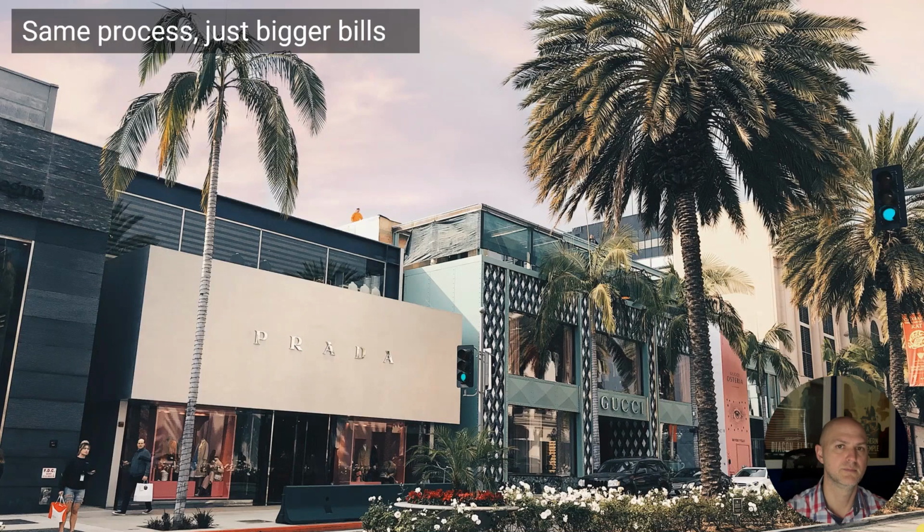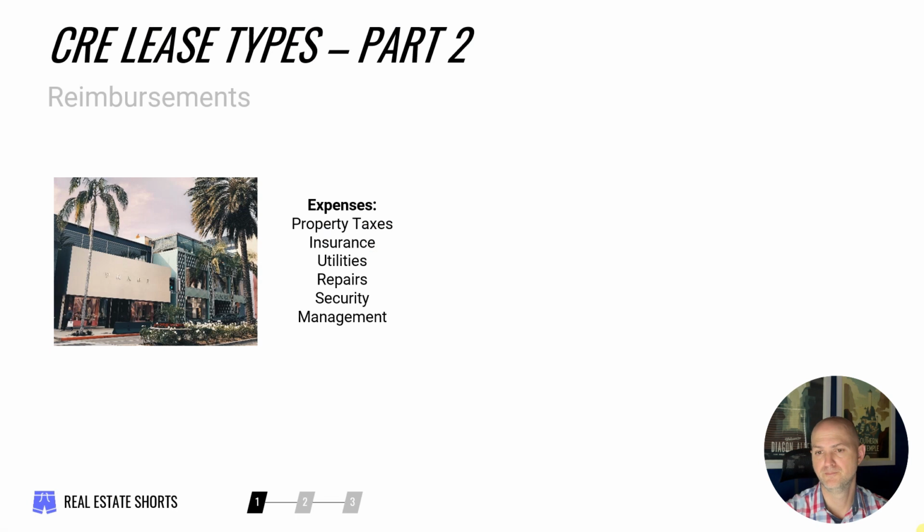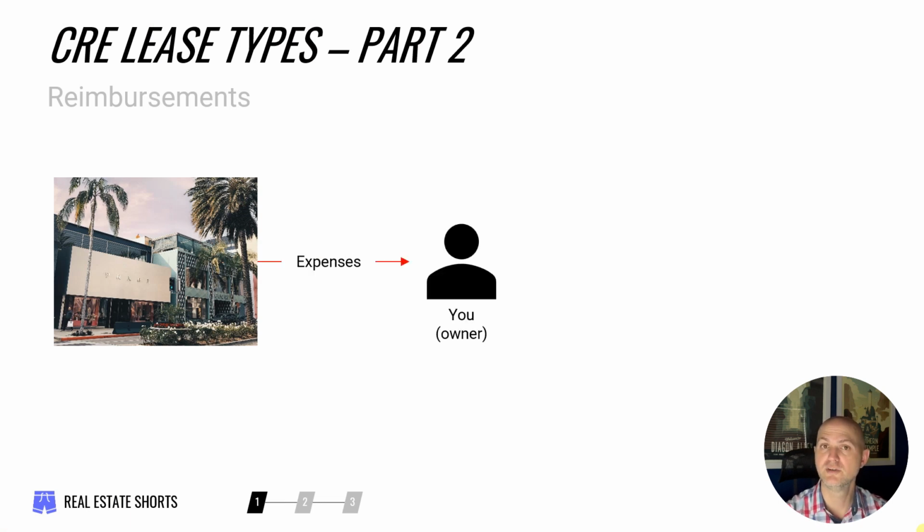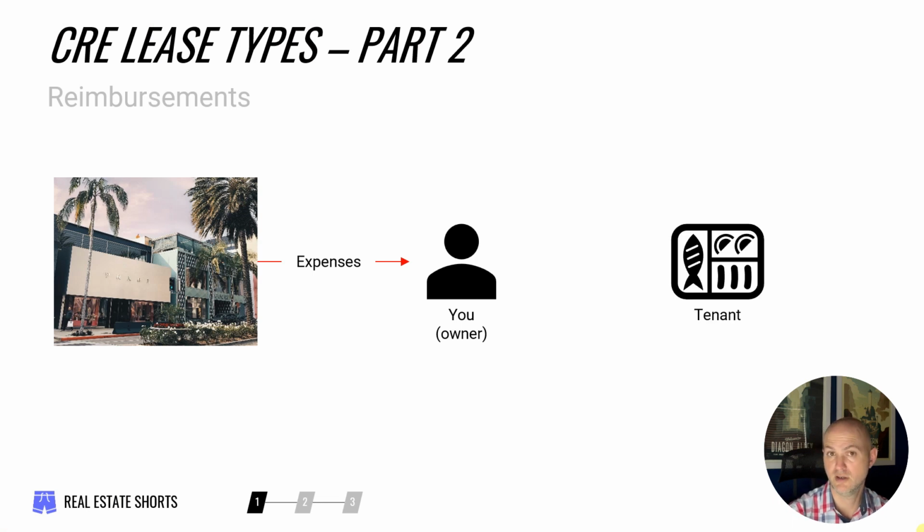Now take that exact concept, only applied to real estate. Same process, just bigger bills. So let's say there are all these expenses associated with the property: taxes, insurance, utilities, repairs and maintenance, janitorial, the list goes on. You as the owner say, you know what? Don't worry about this. I got this. I'll pay those expenses. But then you turn around and you say, tenant, in this case, maybe a sushi restaurant, you can pay me back for your share of the expenses. So not only will you pay rent, but you'll also pay some part of the expenses.